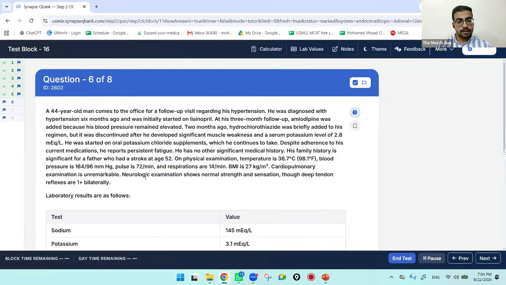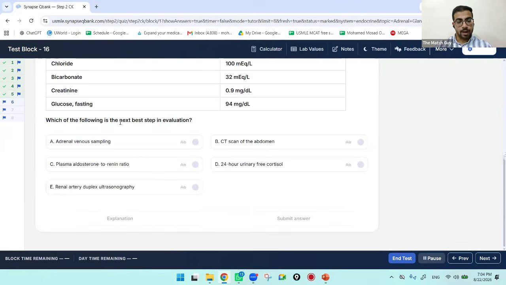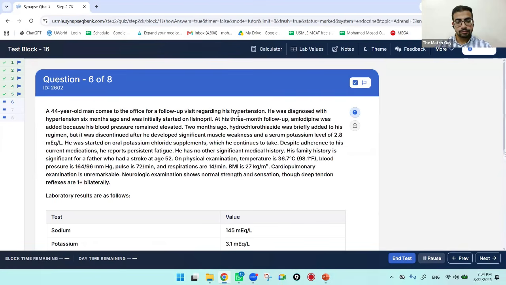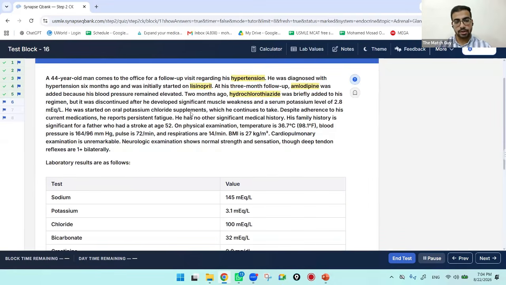Okay, let's discuss this question. We have which of the following next step in evaluation? Again, next step question. It looks like an adrenal question again. Okay. Hypertension. Lisinopril. Okay. So they are adding a lot of drugs. It seems like it's resistant hypertension. So I'm already thinking of a secondary cause. Okay, I'm now looking for the key word for the particular secondary cause. Significant muscle weakness, serum potassium 2.8.